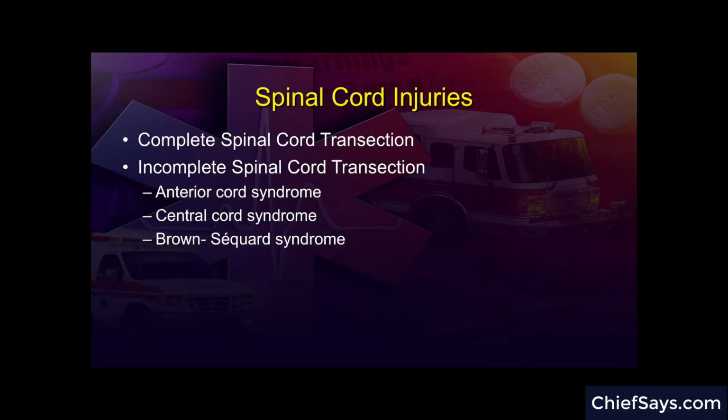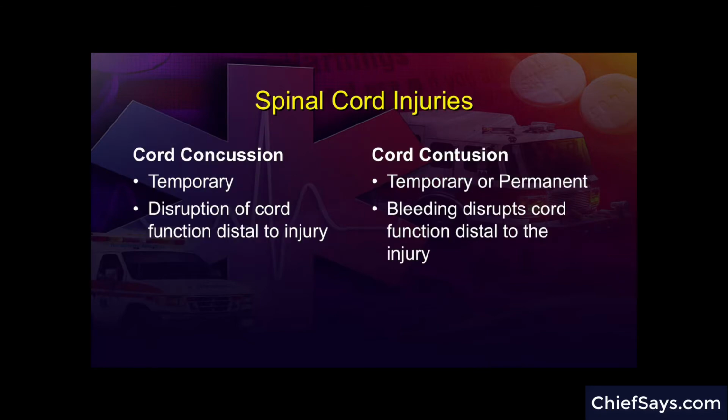We'll also talk about complete cord transection and incomplete cord transection. Incomplete cord transection means that the cord has not been completely cut from below and above the injury. There's a partial cut, and that partial cut can come in a combination of patterns. And so we'll talk about injuries where the anterior portion of the cord has been impacted, the central portion of the cord has been impacted, Brown-Séquard, and a few other injury patterns as well. All right, so let's dive in.